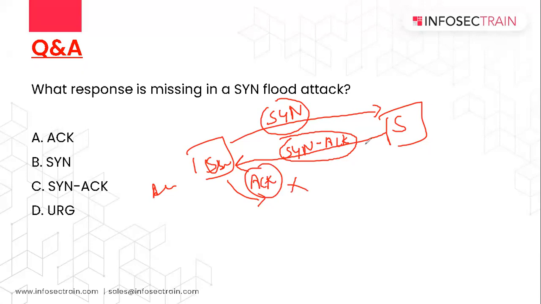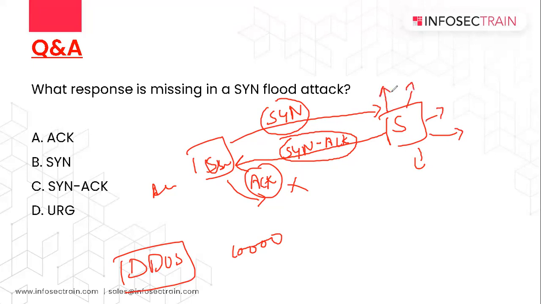So what will be happening is the server has to deploy some resources which will be waiting for the acknowledgement from this particular user. Some of the resources will be reserved for this. But in this SYN flood attack, the attacker is not sending a single SYN packet. No, he will be sending thousands and thousands of SYN packets from multiple locations, from multiple systems. That will be our DDoS. Then the server will again be sending SYN-ACK to all those systems.